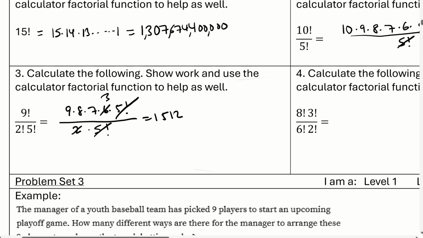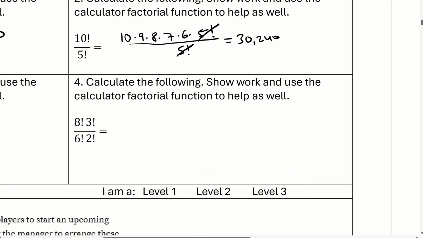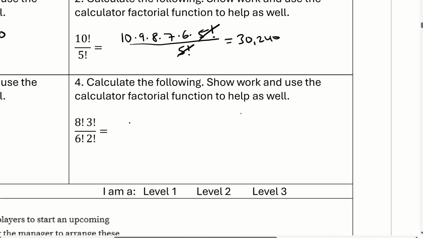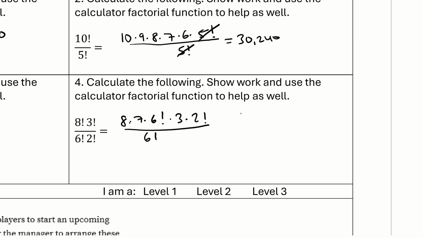All right, and let's look at number 4. It says calculate the following, show work and use calculator function. Okay, so again, we got 8 factorial, 8 times 7 times 6 factorial. And then we got 3 times 2 factorial. And then we got 6 factorial, 2 factorial, these cancel. And leaving you with 8 times 7 times 3, which is, 8 times 7 is 56, or 7 times 3 is 21, and then 21 times 8, here's 168.